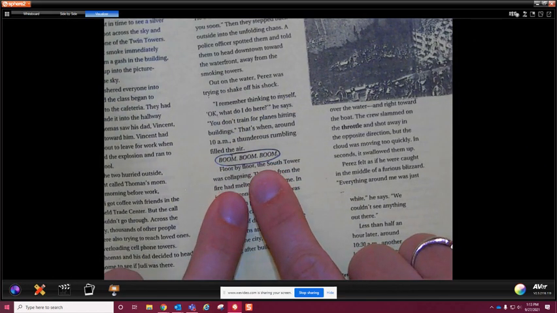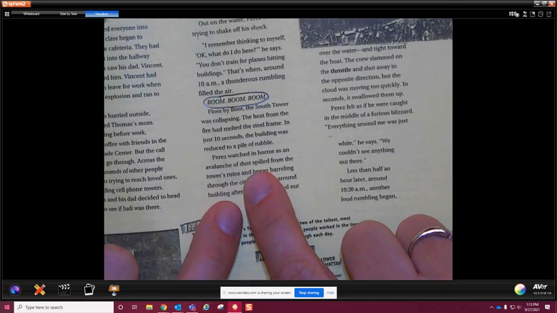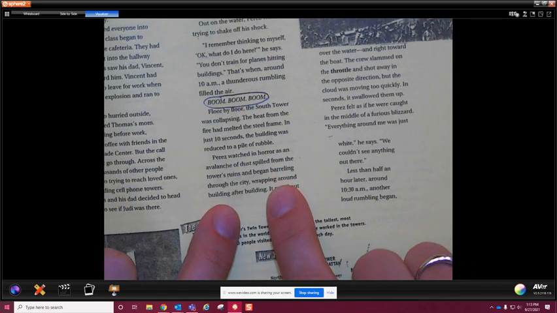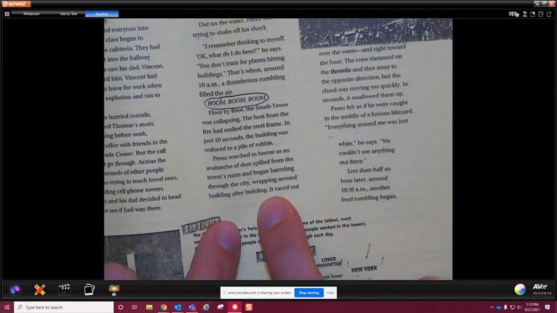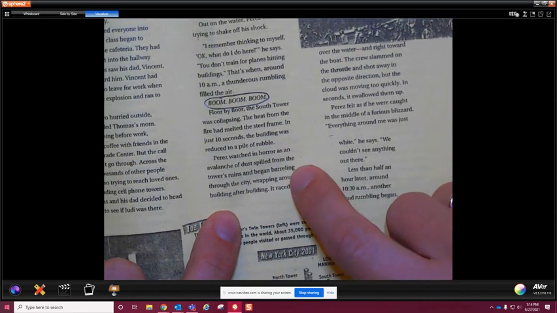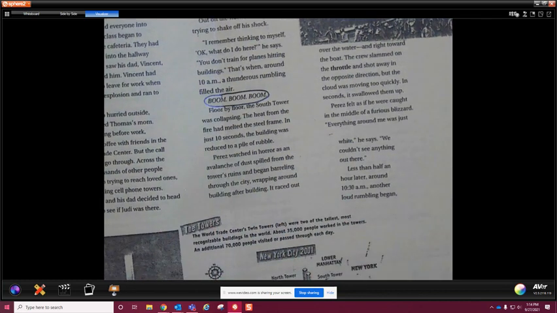And then right underneath that, in this paragraph right here, it says, let's see, avalanche of dust spilled from the tower's ruins and began barreling through the city, wrapping around building after building. So that right there is another, it's a different one. It's not onomatopoeia. It's actually personification, because they're saying that the dust barreled through the city and wrapped around the building. So that's like wrapping, like that's personification.